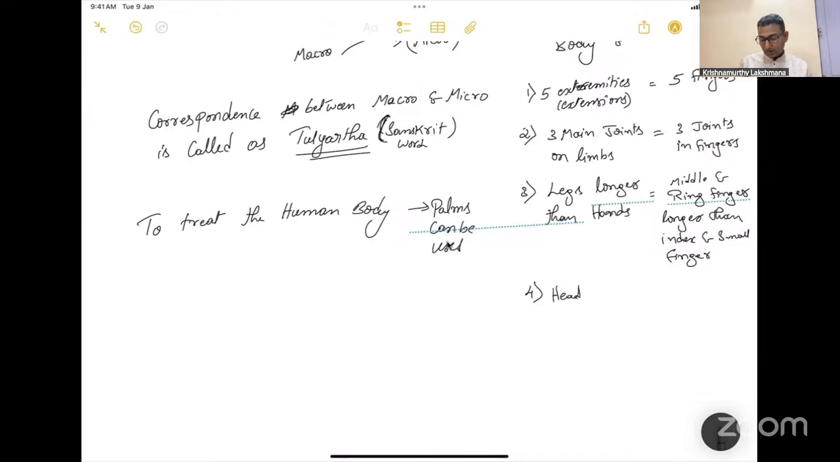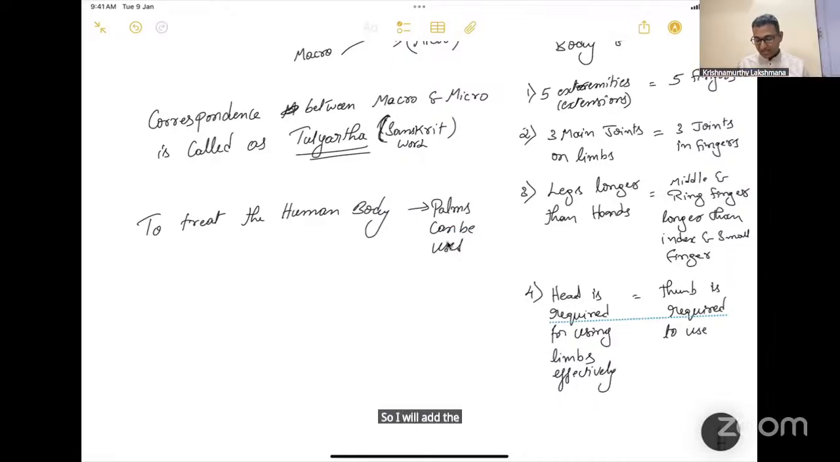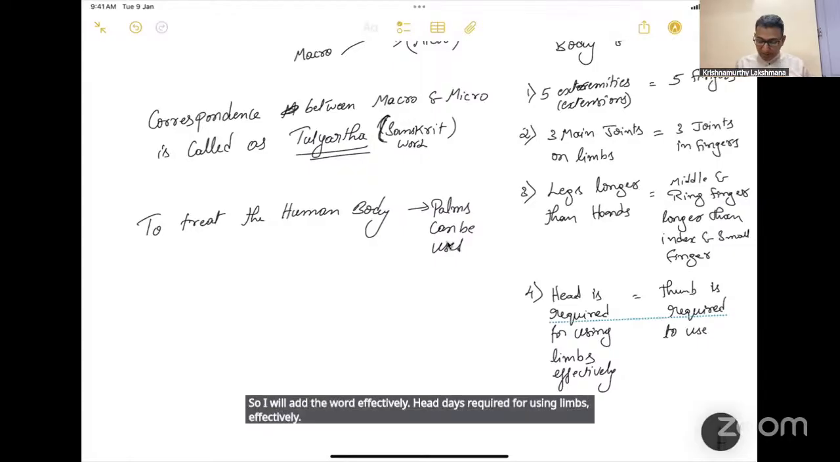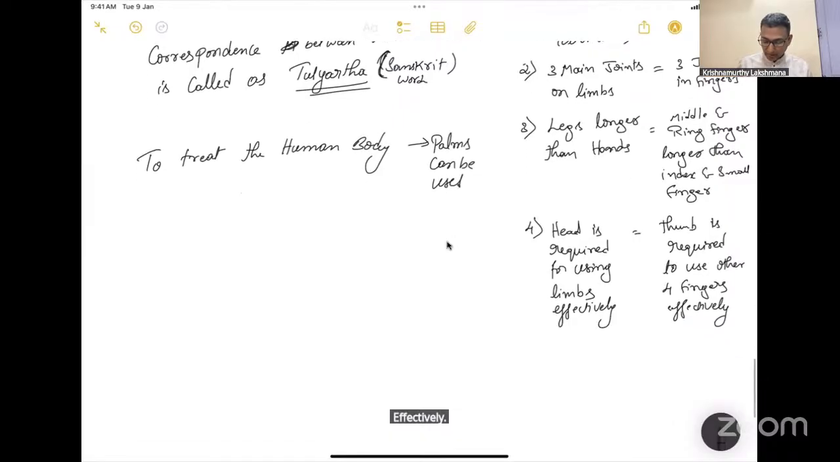Head is required for using limbs, right? Here, thumb is required to use. Hold. So I will add the word effectively. Head is required for using limbs effectively. Thumb is required to use other fingers, other 4 fingers effectively. Right?